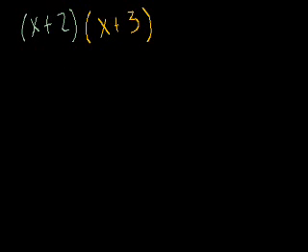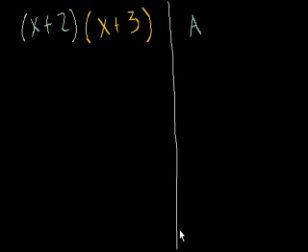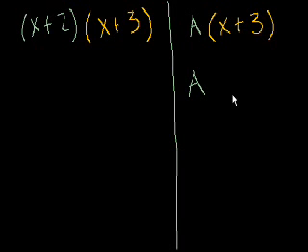Because if I just had, let me write a different problem here, and let me make it clear this is a separate problem. If I just wrote a times x plus 3, you know that that's just a times x plus a times 3, or another way to say that would be 3a, right? But as you see, all we did is distribute the a times the x and the 3. Well, we're going to do the same thing here, but instead of a, we have x plus 2.